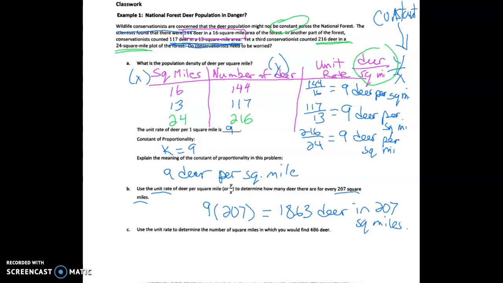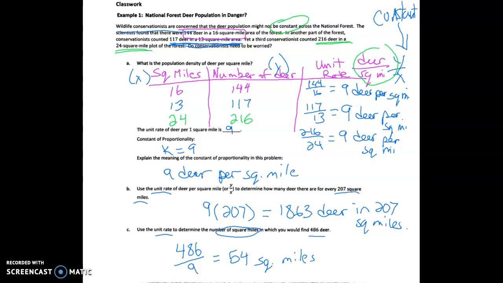Now it says use the unit rate again to determine the number of square miles. This time we're looking for square miles where we're going to find 486 deer. Well, remember there's 9 deer per square mile. And now we have 486 deer. So if we take the number of deer and divide it by how many there are per square mile, divided by 9, there's 486 total deer divided by 9. That'll give us the number of square miles, and that works out to be 54 square miles.